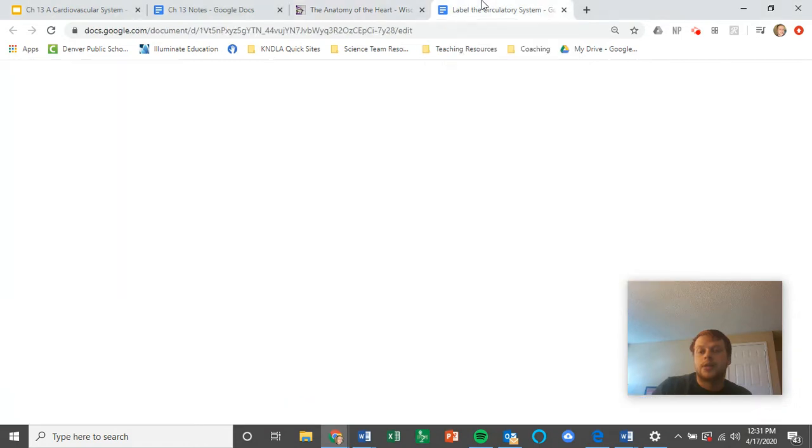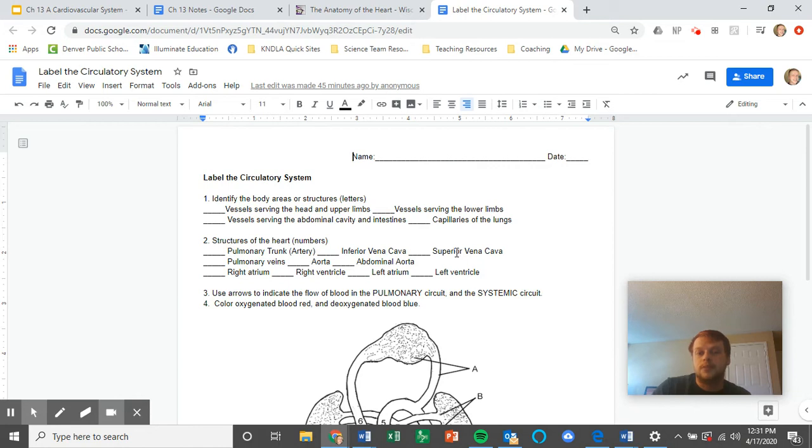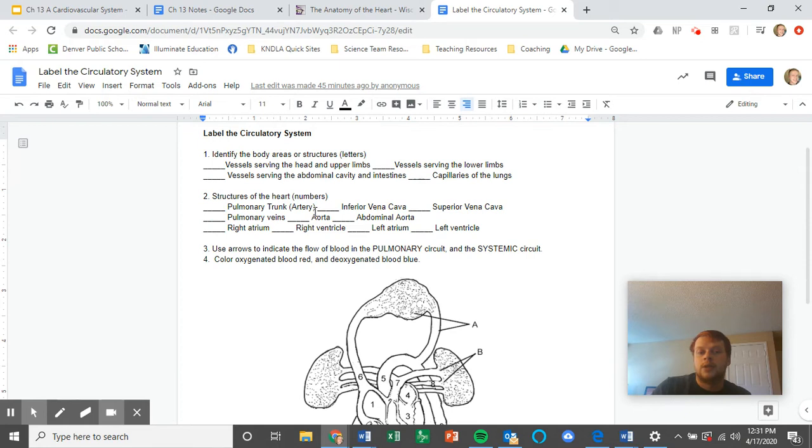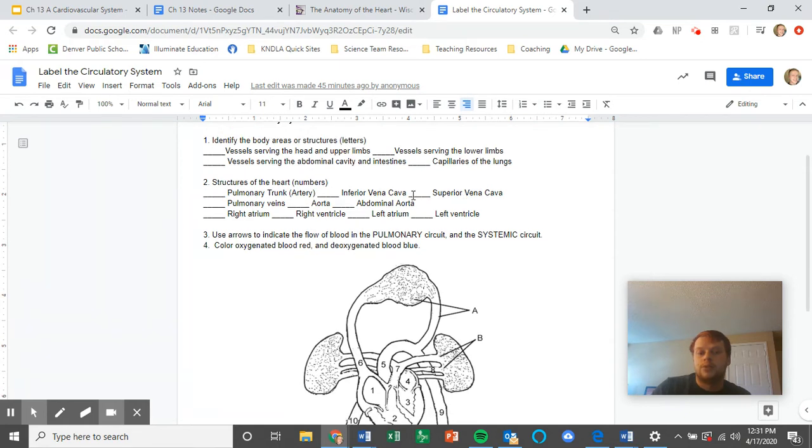Your classwork assignment for today is to label the circulatory system. So the worksheet looks like this. The letters go with number 1. The numbers go with number 2. And don't worry about the coloring. I'll remove that before I upload the sheet.